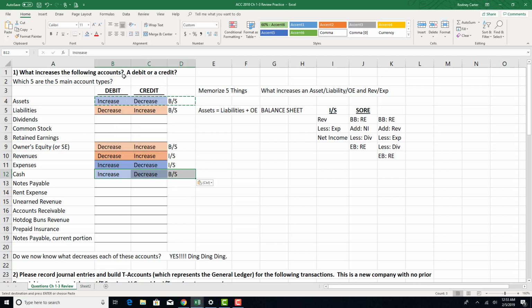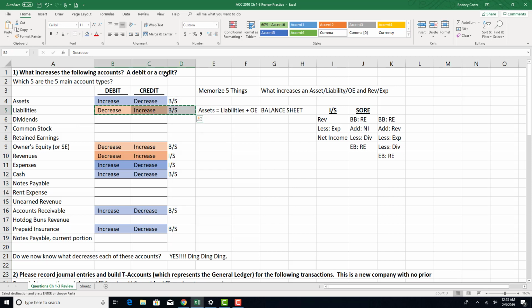I have cash, that's an asset. I have, let's see here, accounts receivable, that's an asset. I'm just pasting those in. Prepaid insurance, that's an asset. Notes payable is a liability. Okay, I'm going to go to liabilities.